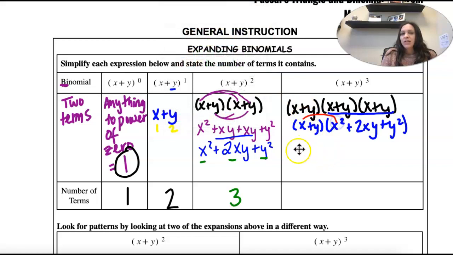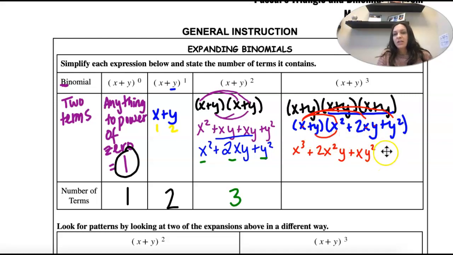Okay, so x times x squared is x cubed. X times 2xy is we still have the 2, but now we have 2 x's. So x squared, and then we still have the y. And then x times y squared. Now we do the same thing with the y's. Y times x squared. So now we have x squared y. Y times 2xy. We still have the 2, we still have the x, but now we have y squared. And then y times y squared is y to the third.